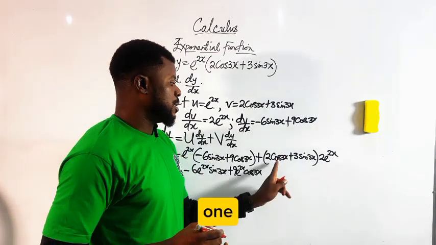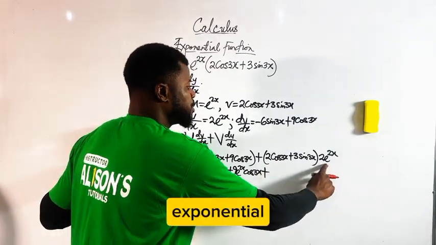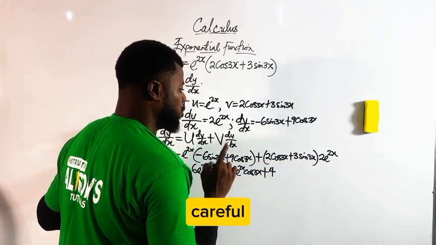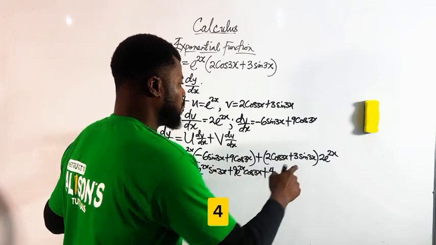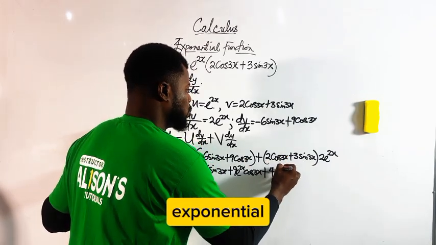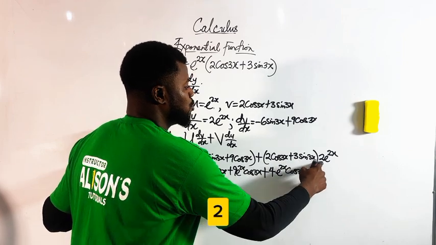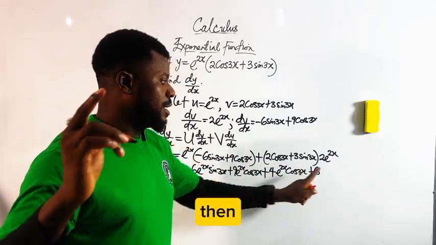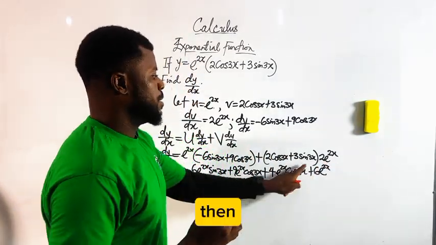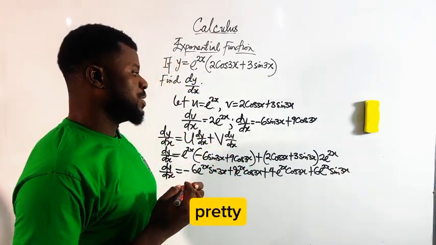Let's do that for this one across this. So bring down the sign, plus 2 exponential 2x multiplied by this. Remember, 2 multiplied by 2 gives us 4. Please be careful when you're doing this. 2 multiplied by 2 gives us 4. Then bring in the exponential 2x, then cosine 3x. Do same for this. 2 times 3 gives you 6. And then exponential comes in, exponential 2x. Then repeat this one, which is sine 3x. I think we're pretty done with this.